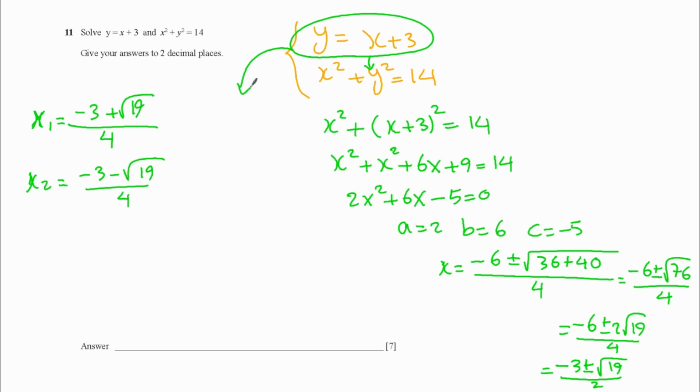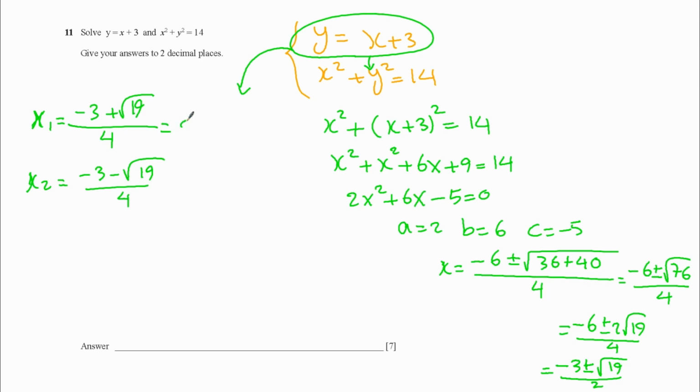I am going to put this minus 3 plus the square root of 19 over 4 into a calculator and get a number in here for us. So square root of 19 minus 3, equals, then divided by 4. Be careful about effective use of calculator. What I have in here, because it says 2 decimal places, is 0.339. I'm going to put 0.34.